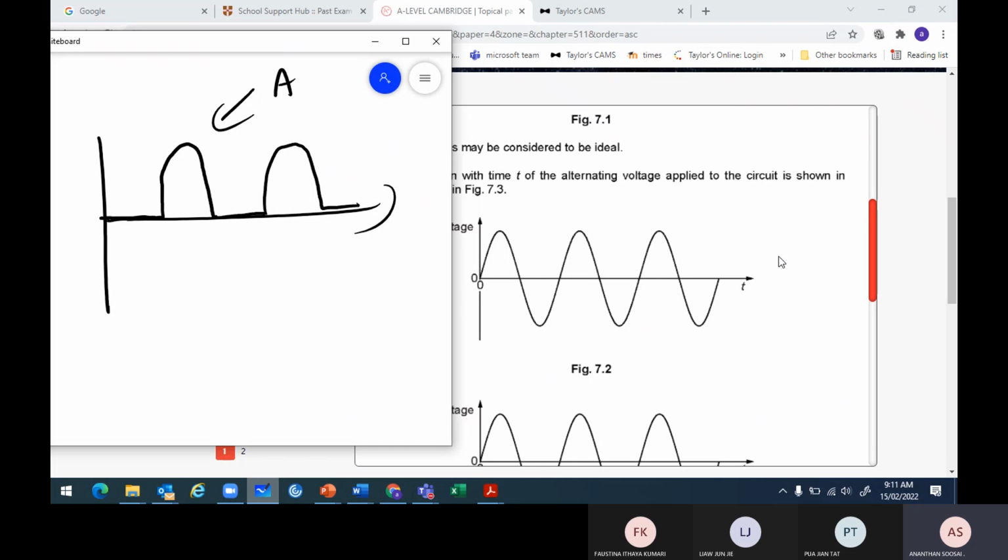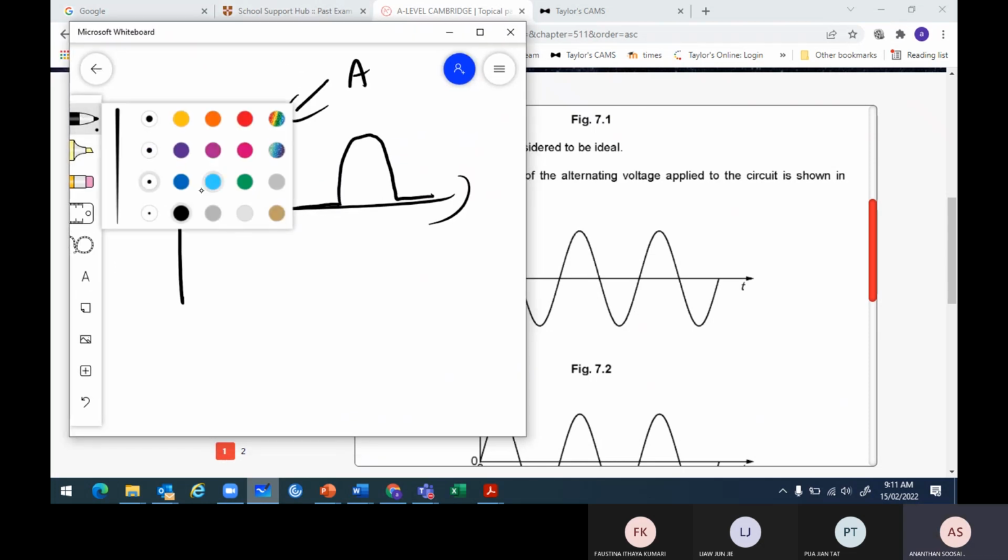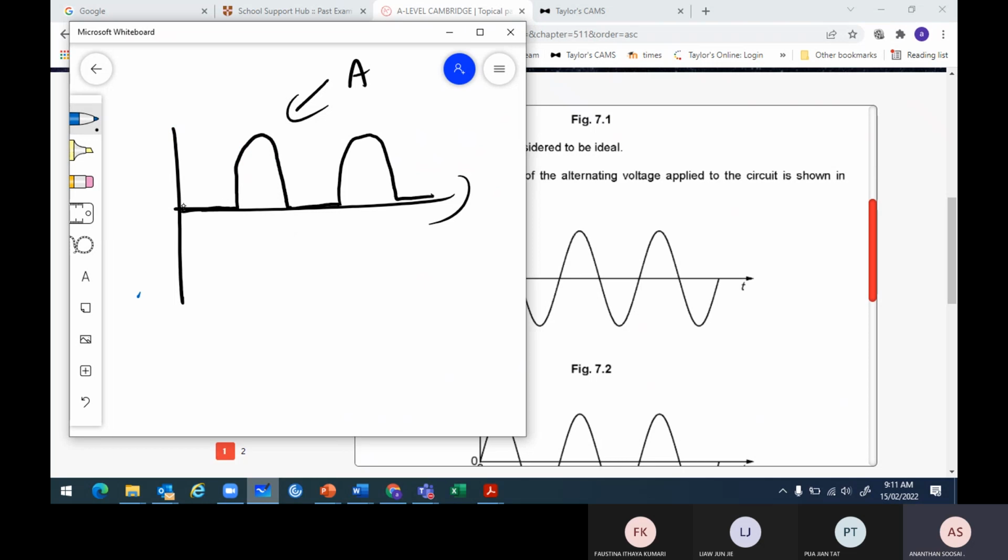Then next we go for B. B will be the other way around, right? In the first cycle, B will have voltage. For the case of B, the graph has to be here. So here, then here 0. This is for B.